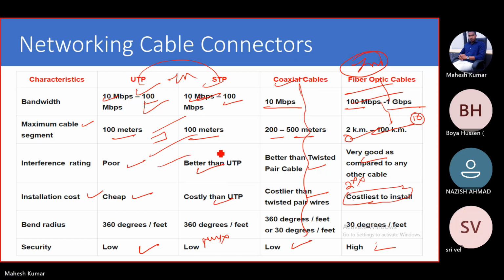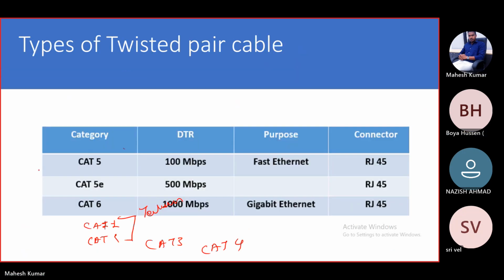Now the types of twisted pair cable, like CAT5, CAT5E, CAT6. CAT5 has 100 Mbps. CAT5E has 500 Mbps of data transmission rate. And CAT6 has 1000 Mbps. For all three, the connector type will be the same. The purpose of this is fast Ethernet, and this is gigabit. You can sell the fast Ethernet only.